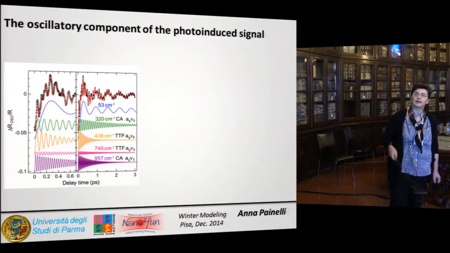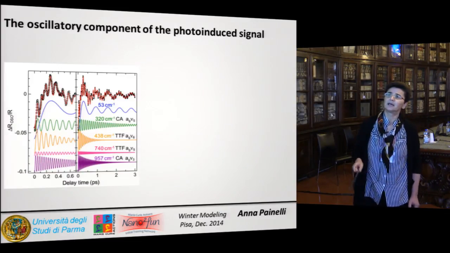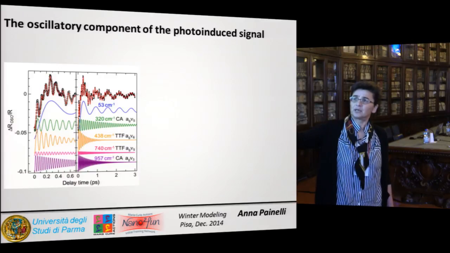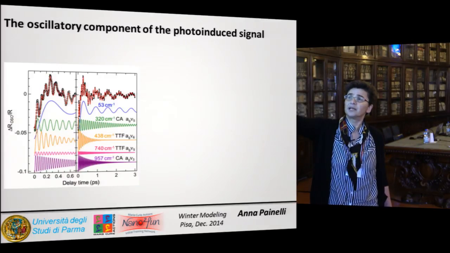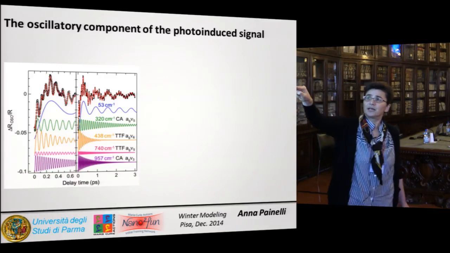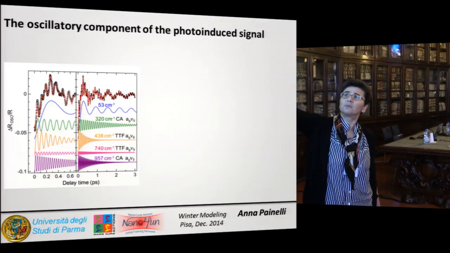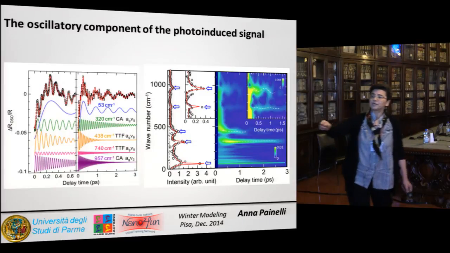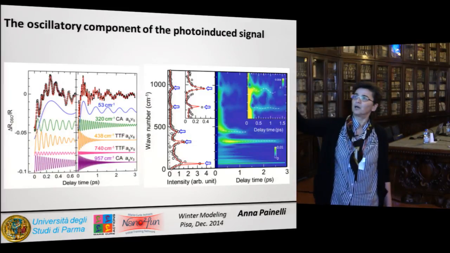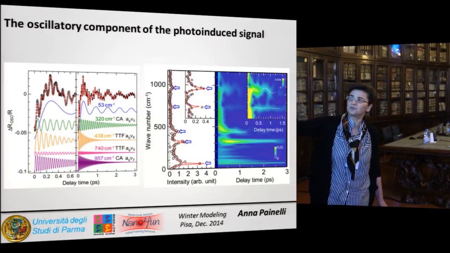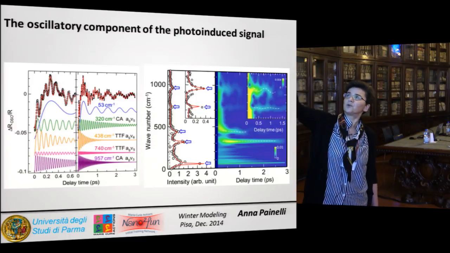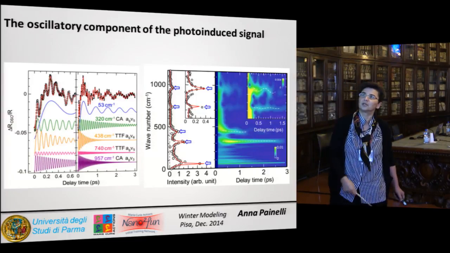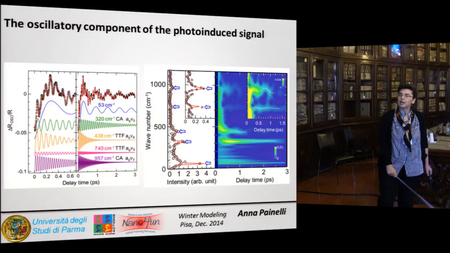They also look in detail at these oscillations, and they are able to decompose the observed oscillations into several oscillations related to the molecular system and to the lattice phonons. And of course, this is more clearly seen in the Fourier transform. So this is 50 centimeters to the minus 1. Then you have several signals, including this signal at around 1,000.